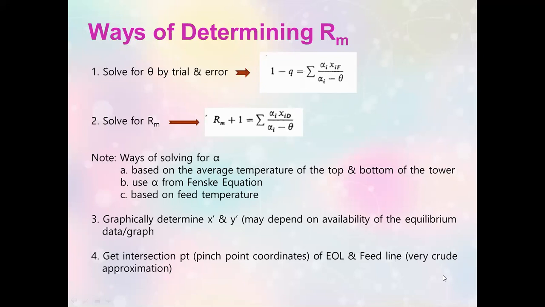But the thing, class, is if we consider this very crude and we would like to get a more accurate way of determining the number of stages, this is how we do it. Even if you read McCabe or even if you read Geankoplis, this is really the procedure of finding it without having to rely on this particular option. This is just an option. It's a crude option of finding x prime and y prime. That way you will have the R minimum.